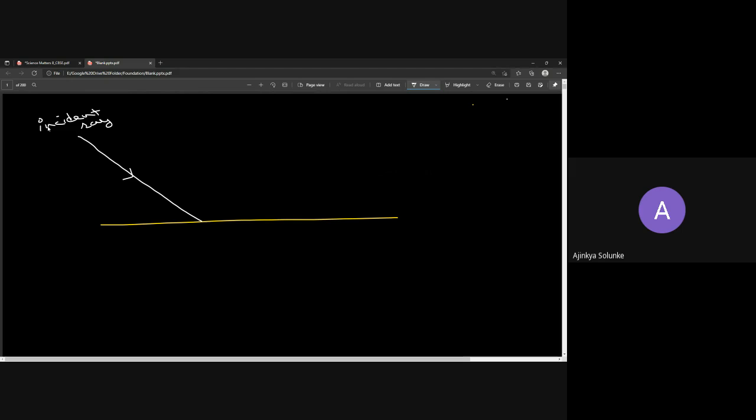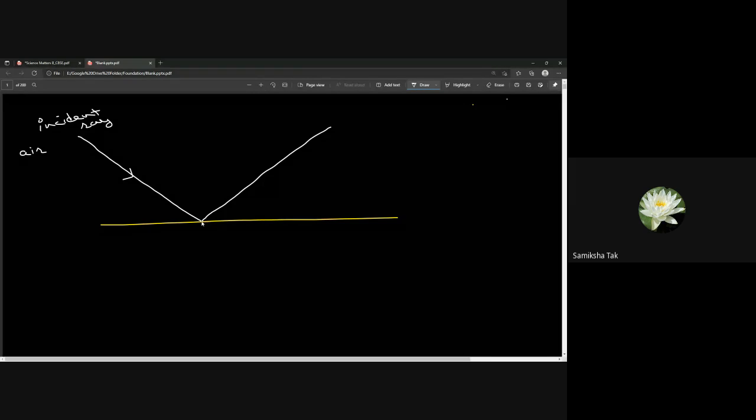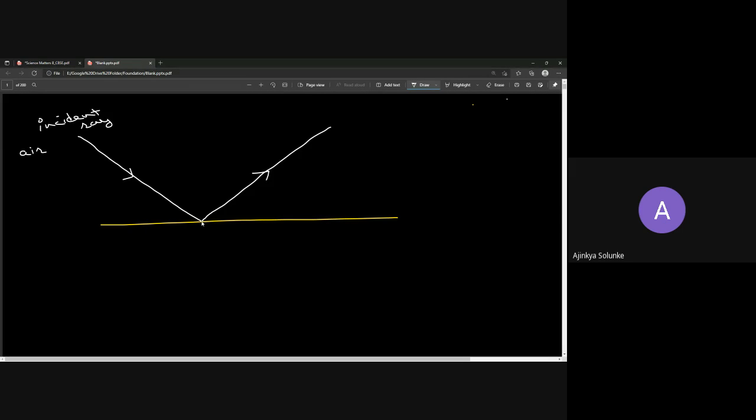Suppose it has come from air, and what is going to happen after it strikes this particular surface? This light is striking that surface, then what is going to happen? Reflection. It is going to bounce back. The word we are going to use is bounce back. And this is exactly what we call reflection. The light came from air, and again it is traveling in air only.